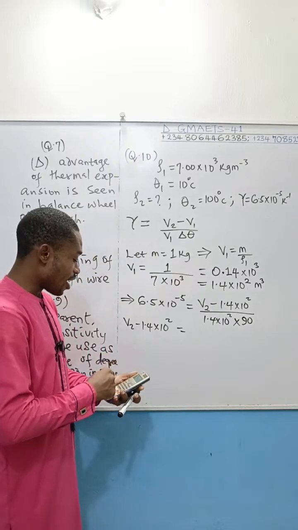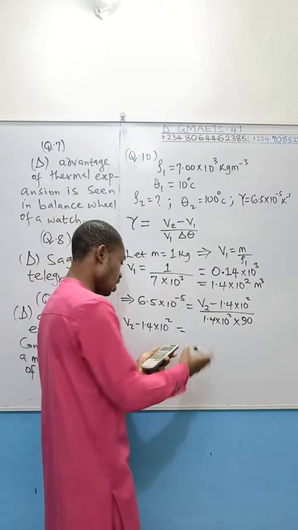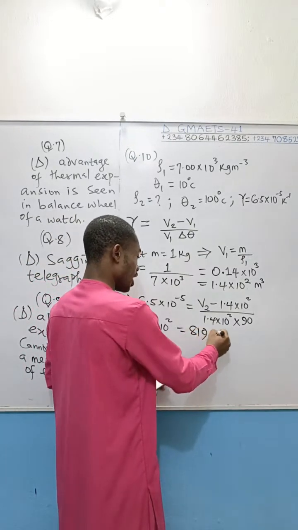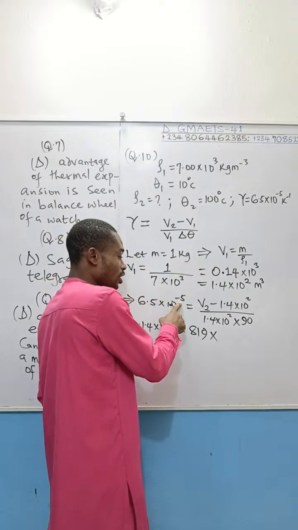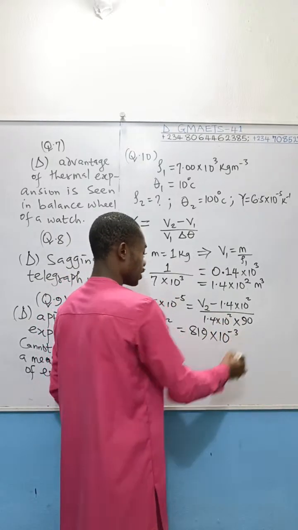So 6.5 times 1.4 times 90 gave me 819, then times, this is 10 raised to the power minus 5, this is 10 raised to the power 2, add the powers, you get 10 raised to the power minus 3.